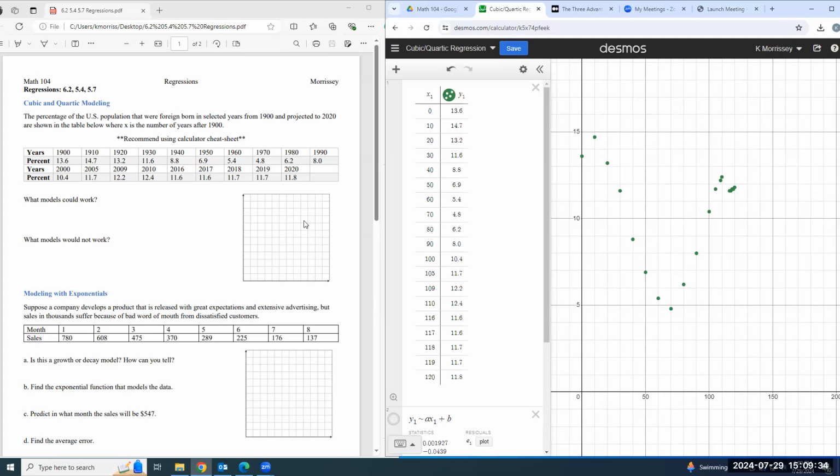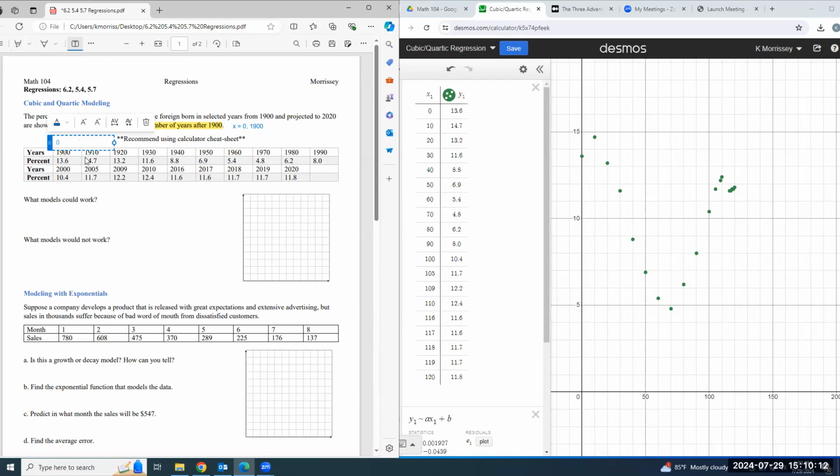So our problem here says the percent of US population that were foreign born in the selected years from the 1900s and projected to 2020 are shown in the table below, where X is the number of years after 1900. We already know this statement means that for the year 1900, X is 0. So we're going to replace this 1900 with the X value of 0.